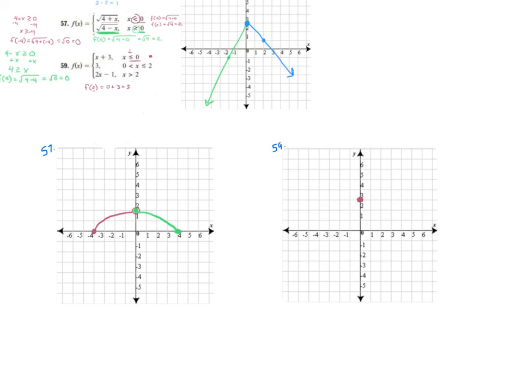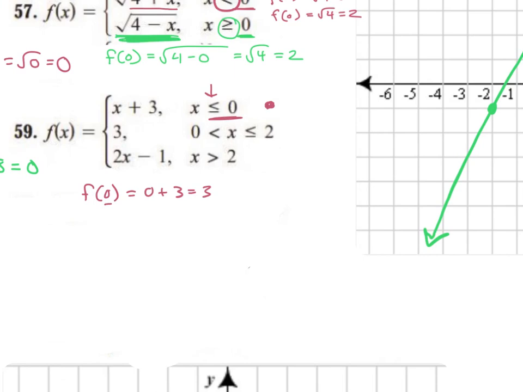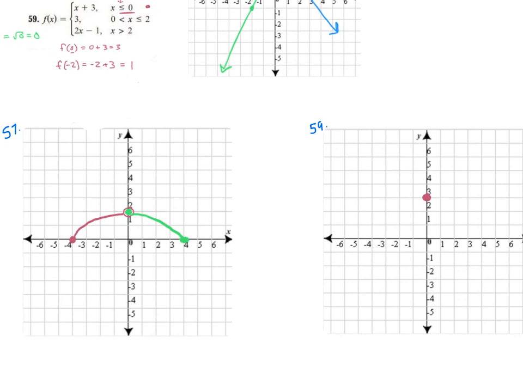Now we're going to plug in another number that's less than 0. We can just plug in, let's say, negative 2. So f of negative 2 would be negative 2 plus 3. Negative 2 plus 3 is 1. So when x is negative 2, y is 1. So we're going to go to the left 2 and up 1. We know that this is a linear function, so we put a line connecting those 2 dots.